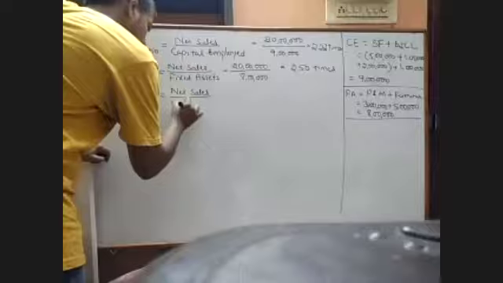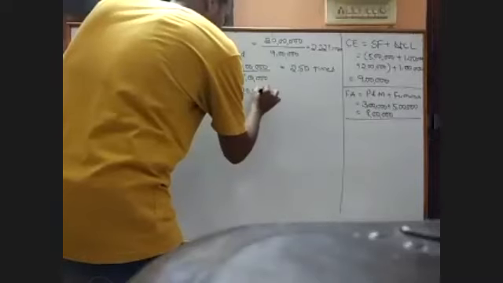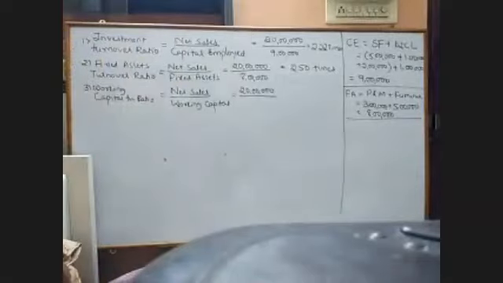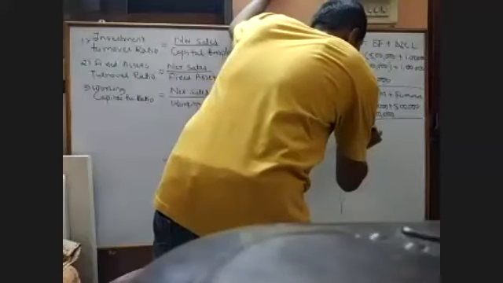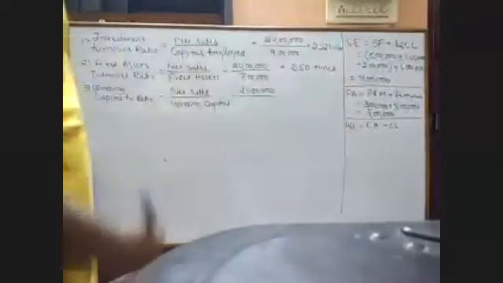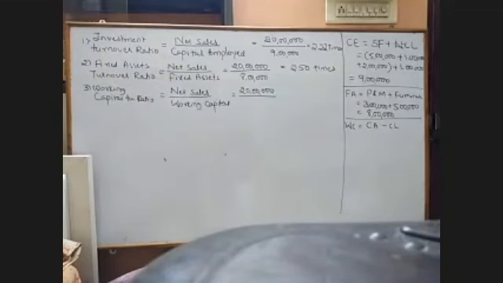The next is working capital turnover ratio, which is equal to net sales divided by working capital. What is net sales? 20 lakhs. Whether working capital is given in the problem? No, sir. Working capital is equal to current assets minus current liabilities.